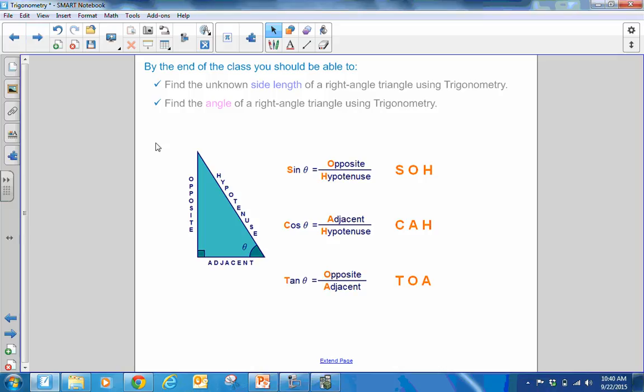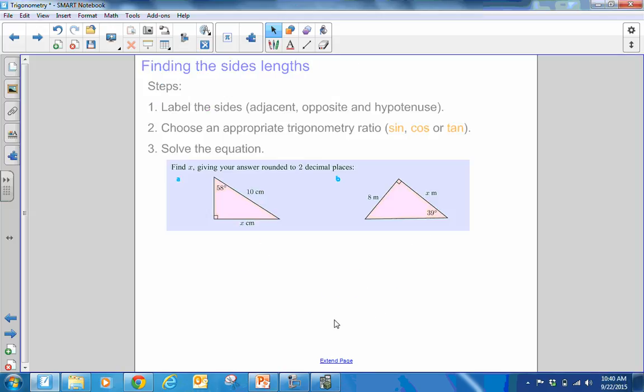So by the end of the lesson, you should be able to find the unknown side length of a right angle triangle using trigonometry, and also find the angle of a right angle triangle using trigonometry. For this, you need to remember the ratios. Sine of theta is opposite over hypotenuse, cosine is adjacent over hypotenuse, and tangent is opposite over adjacent. Or remember it as SOHCAHTOA.